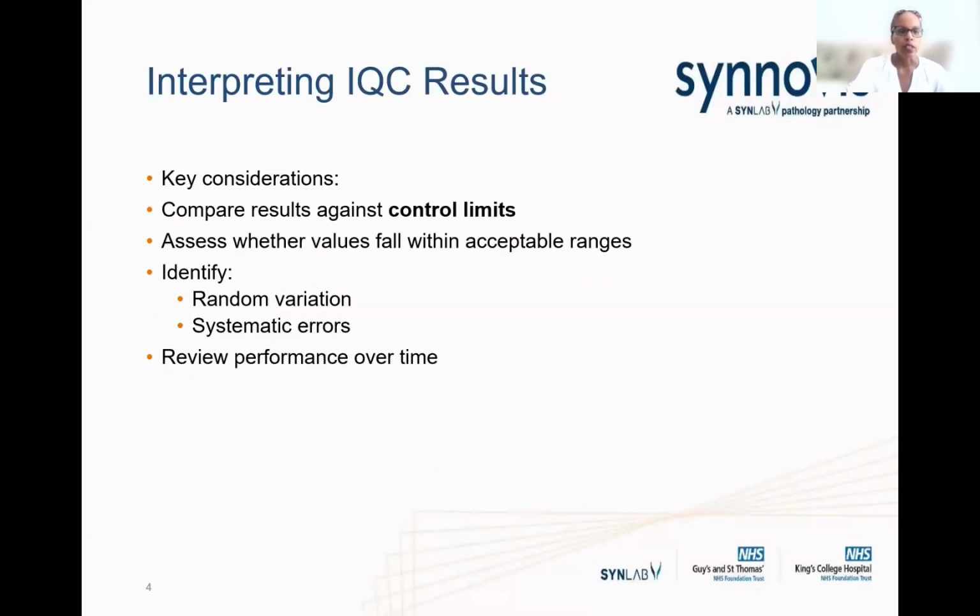So, interpreting IQC results. The key considerations are comparing results against the control limits. That's something you either get from the manufacturer or put together yourself in the data format. Then you have the mean, which is the true value against which you're measuring your results. Then you assess whether that value falls within an acceptable range, which is either given by the manufacturer or which you concluded yourself, that is your limits. Then you identify random variation, systematic errors, and review performance over time.